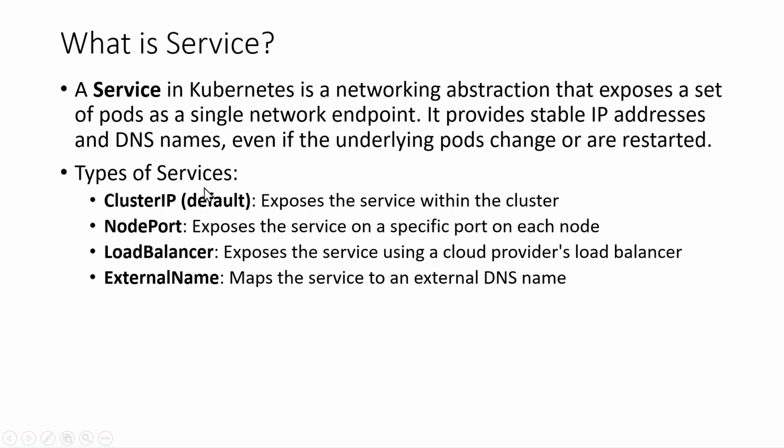Okay, so types of service. One is ClusterIP, the default one, which exposes the service within the cluster, so it can be accessed from within the cluster. If you are within the cluster, you can access the pods. Next is NodePort, which exposes the service on a specific port on each node. NodePort is used to expose the service to end users on a particular port. Next is LoadBalancer, which exposes the service using the cloud provider's load balancer, so it will create the load balancer if required. Next is ExternalName, which maps the service to an external DNS. So if you want to link to any other external DNS which you have already purchased from other domains, you can link there also.